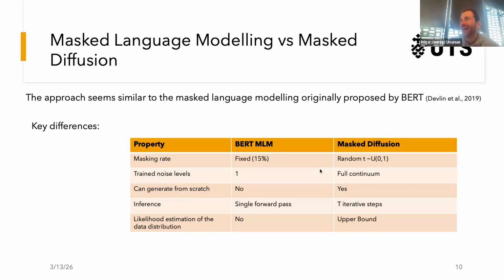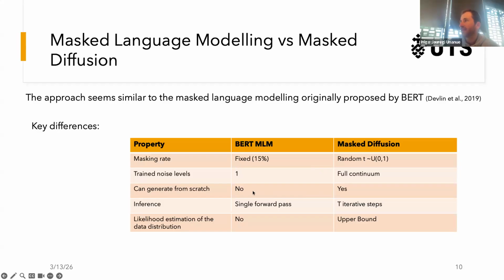What's the difference with BERT? That was my question also, and I tried to find a few differences. The first is the mask rate. In BERT it's fixed, always 15%, a hyperparameter you fix. Here, you keep sampling different mask rates so that you learn to recover from different grades of noise. The training noise level in BERT is one; here there is a full continuum of noise.